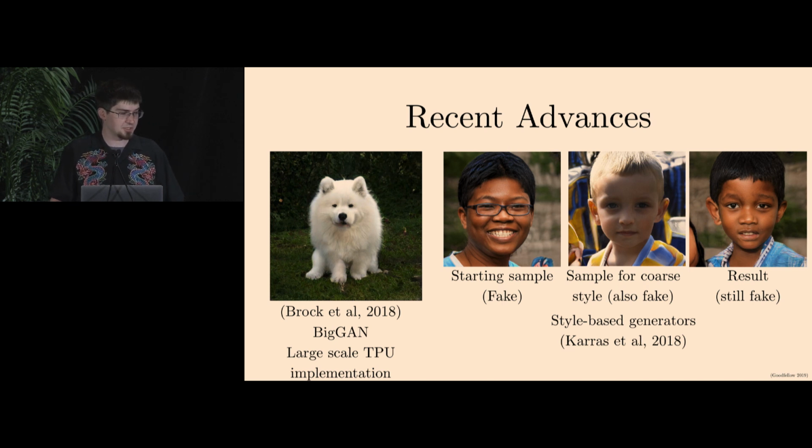It successfully generates images like this dog with white fur that are good enough to fool human observers, and actually quite high resolution, up to 512 by 512 pixels. Most previous results on ImageNet were only 128 by 128 pixels.